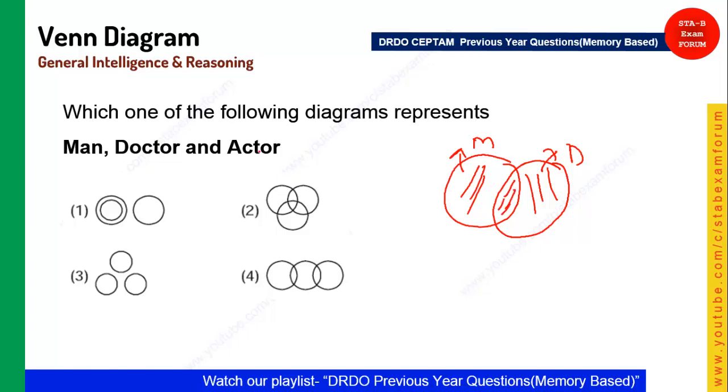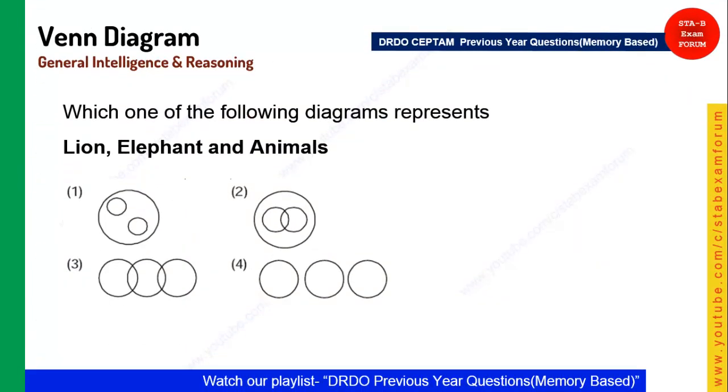Okay, so next is actor. A man can be an actor. A man can be a doctor. So let's draw this. This portion represents all three categories. It is a man who is a doctor as well as an actor. So option 2 seems to be the most valid and appropriate one. So option 2 is the correct answer.